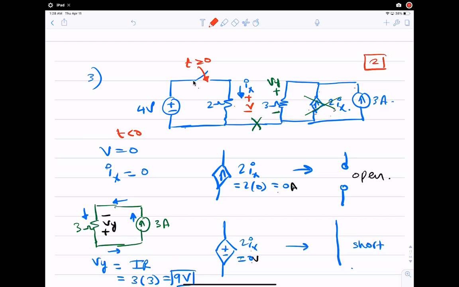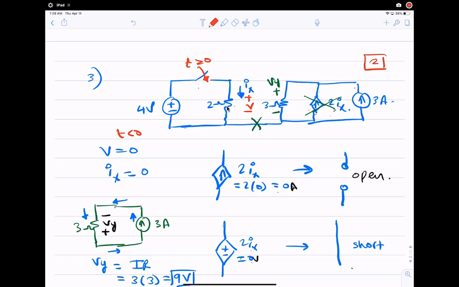Because there's a switch, and the switch is open. That means there's no current flowing here. There's no loop, right? There's no closed path for the current to go. So this current Ix is 0.